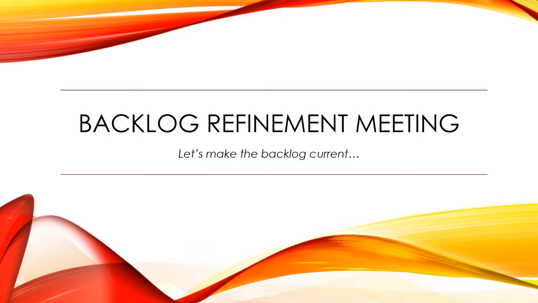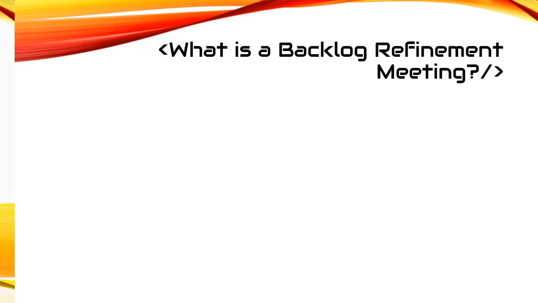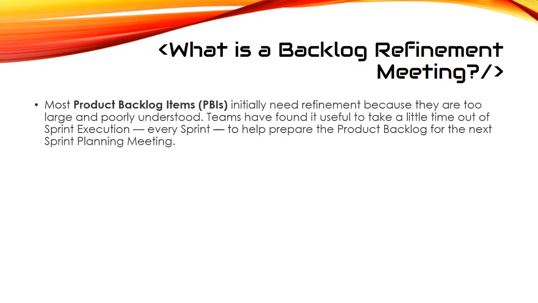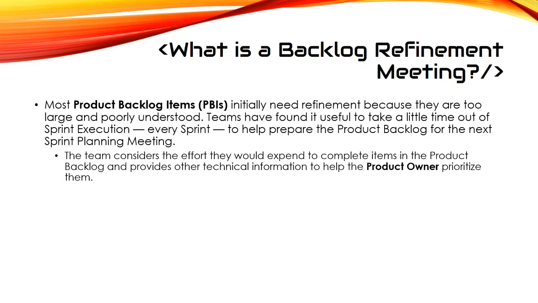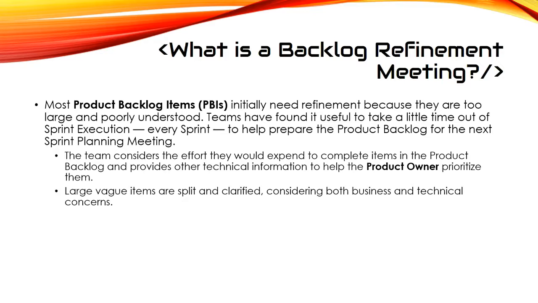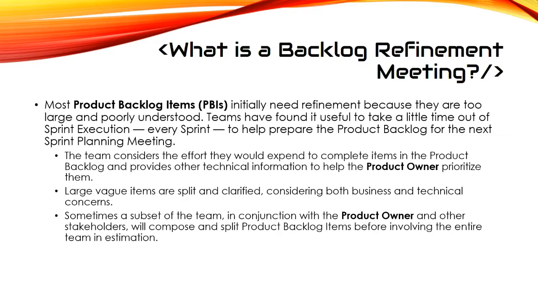Backlog refinement meeting. Let's make the backlog current. What is a backlog refinement meeting? Most product backlog items initially need refinement because they are too large and poorly understood. Teams have found it useful to take a little time out of each sprint execution, every sprint, to help prepare the product backlog for the next sprint planning meeting. The team considers the effort they would expend to complete items in the product backlog and provides other technical information to help the product owner prioritize them. Large, vague items are split and clarified, concerning both business and technical concerns. Sometimes a subset of the team, in conjunction with the product owner and other stakeholders, will compose and split product backlog items before involving the entire team in estimation.